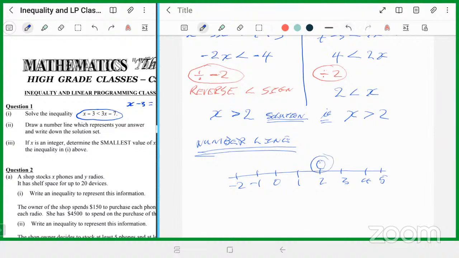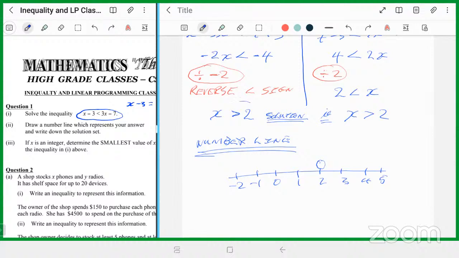The unshaded circle on the 2 really means that 2 is not a valid value. It's just that the inequality is starting from 2. But 2 is not a value. For example, 2.00001 would be good. So this is just to say that is the limit of the inequality. That's where the inequality starts. That's a critical value. That's a reference value for the inequality.